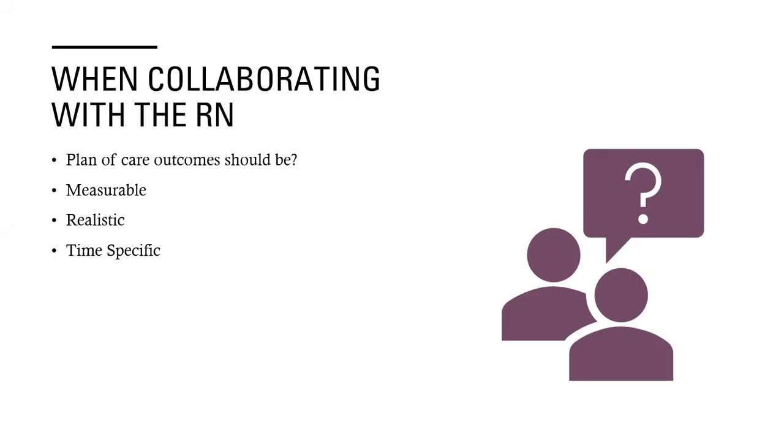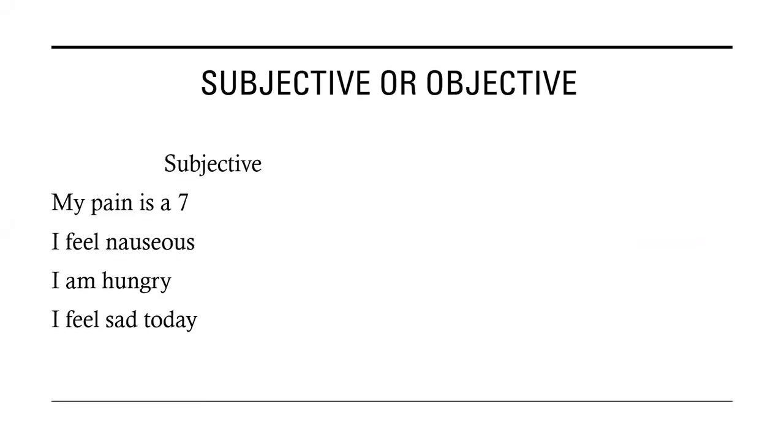What can we do to determine whether or not this temperature has improved or gotten worse? Well, we will recheck the temperature every so many hours. And so that is realistic, and make sure that we have that time piece added as well. How often do we need to check that temperature?